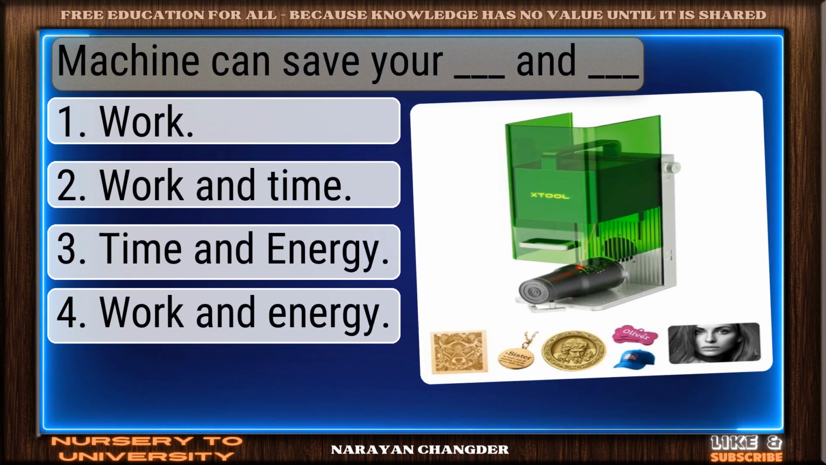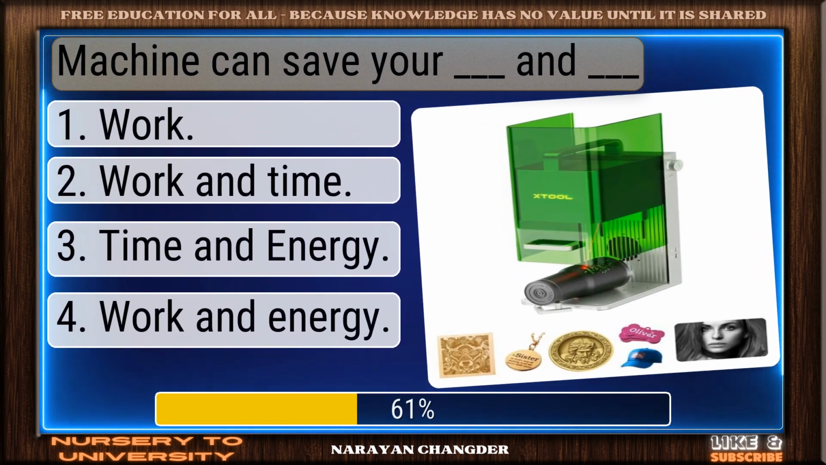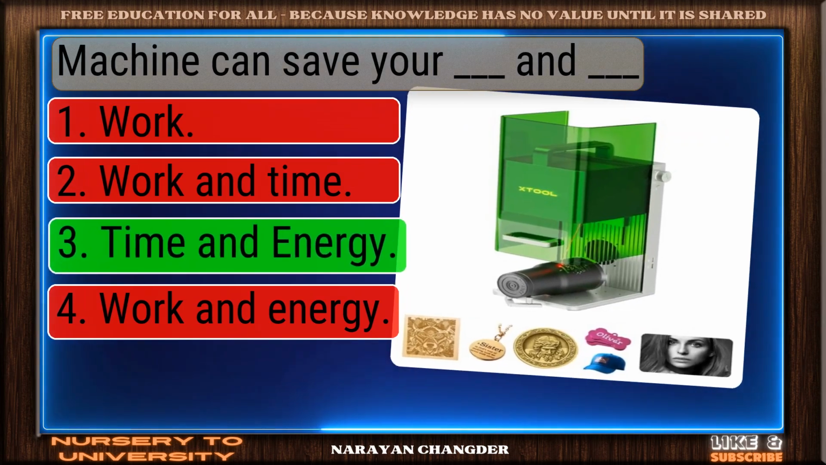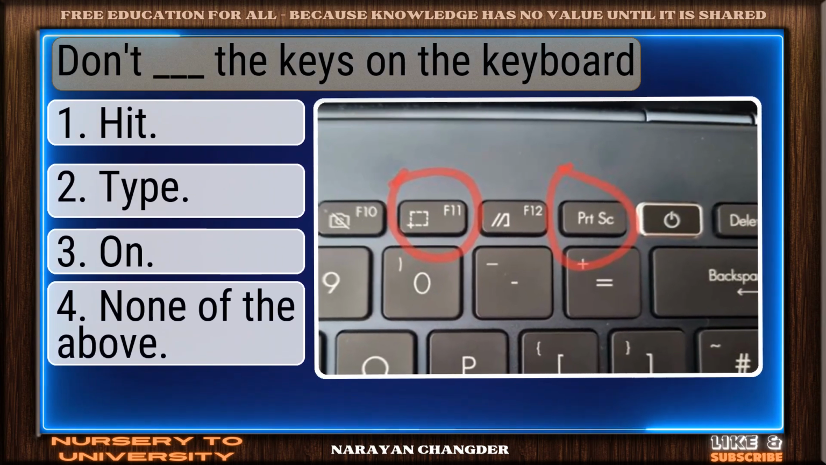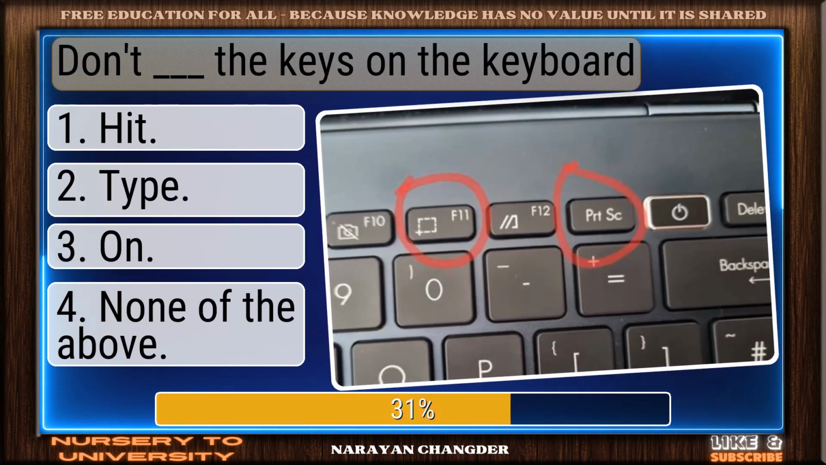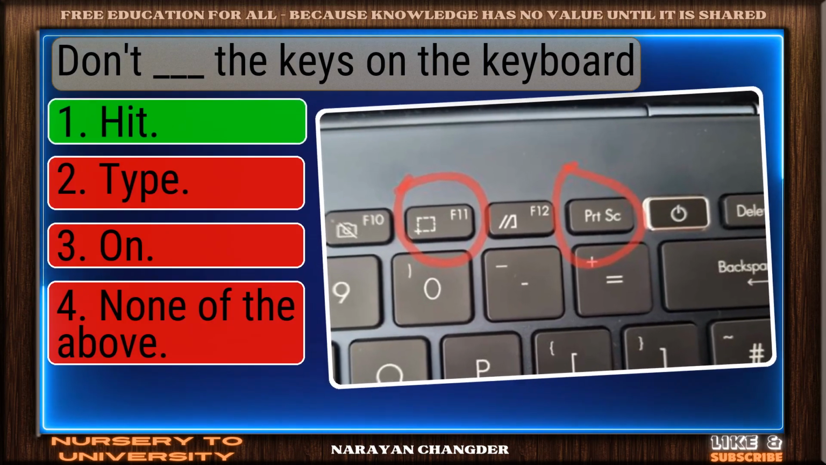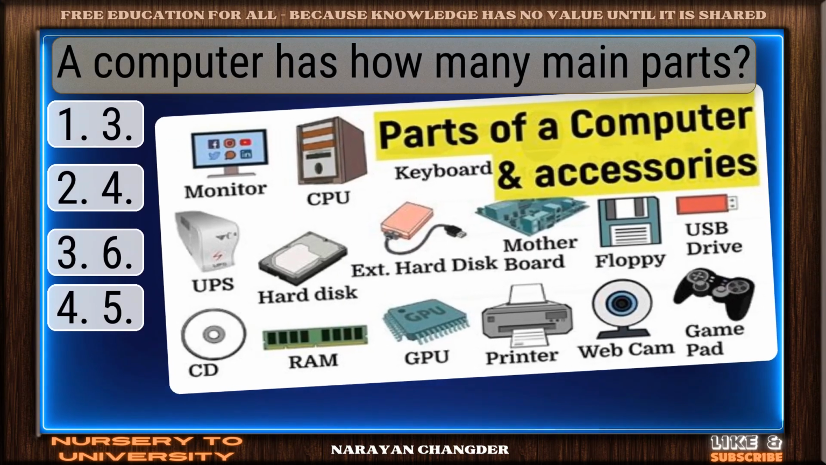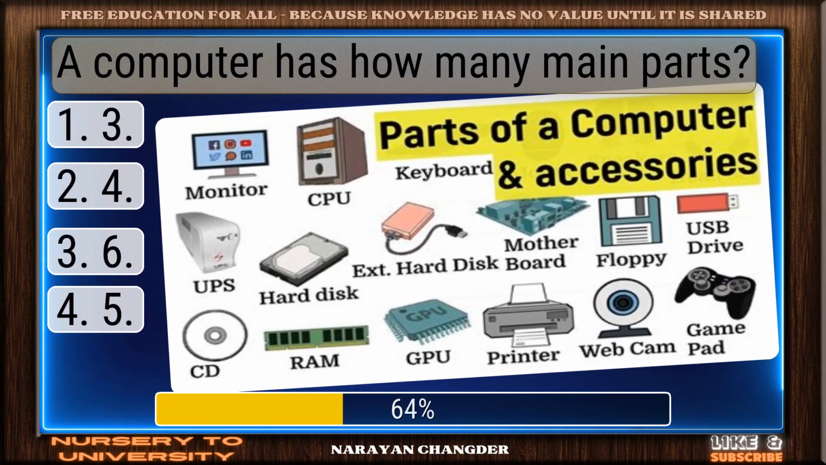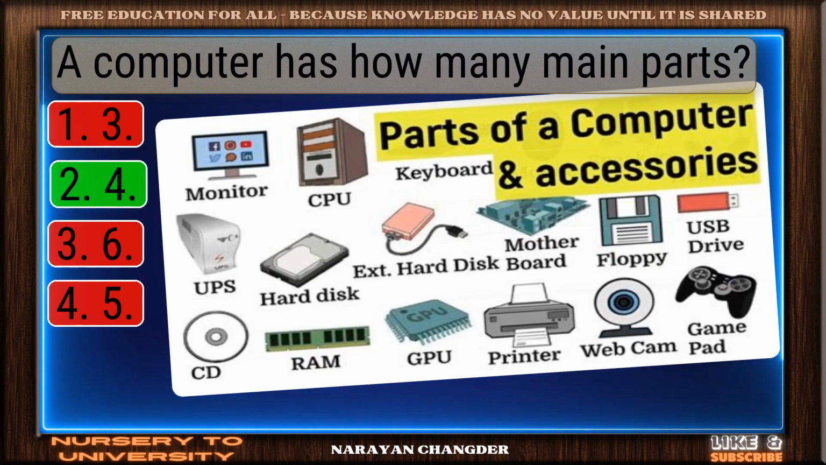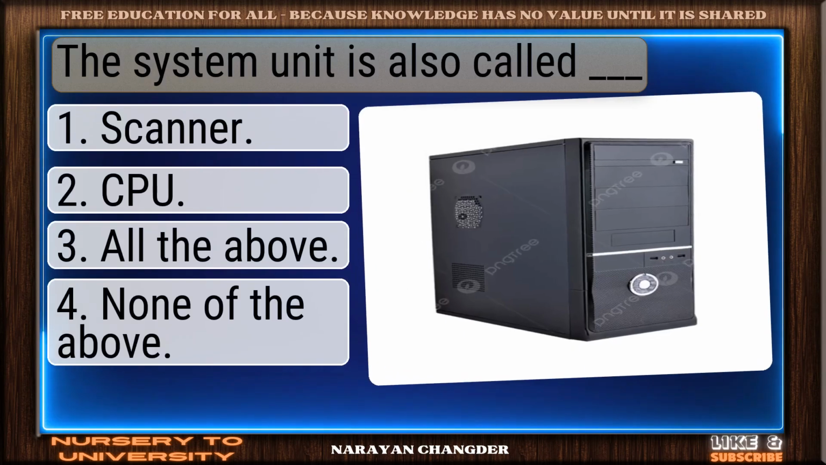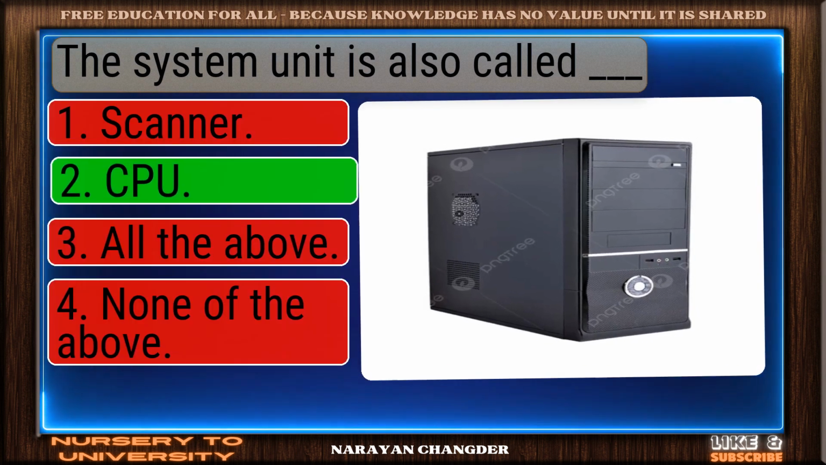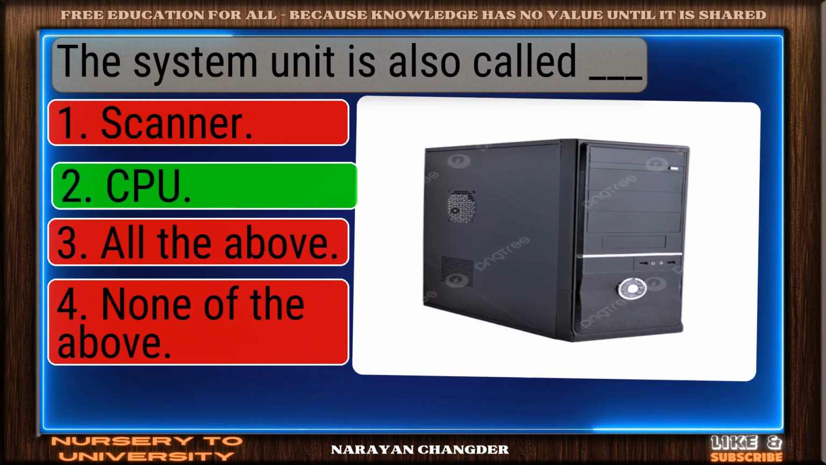Machine can save your dash and dash. Valid point. Time and energy is true. Don't dash the keys on the keyboard. Excellent choice. It is right. A computer has how many main parts? Sharp thinking. 4 is right. The system unit is also called dash. Solid response. CPU is valid.